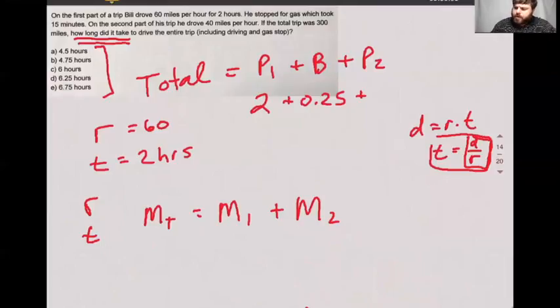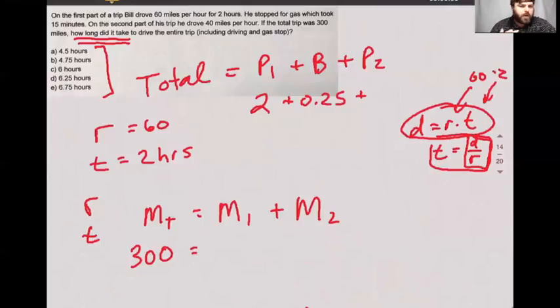So the total was 300 miles. It should equal the first part. It says he drove 60 miles an hour for 2 hours. Okay, again, think of this as distance equals rate times time. The rate was 60 miles per hour. The time was 2 hours. You multiply them, you get 120 miles.